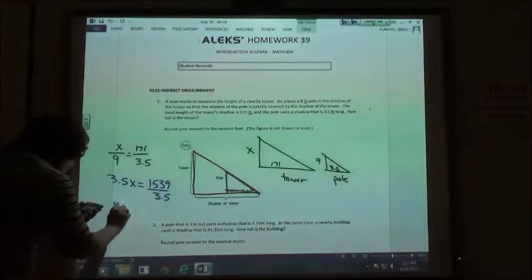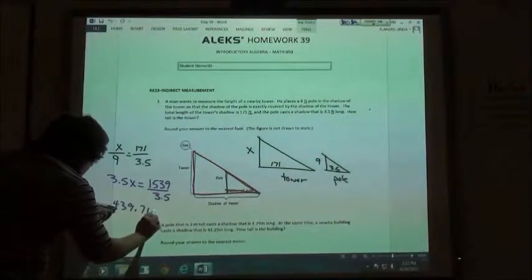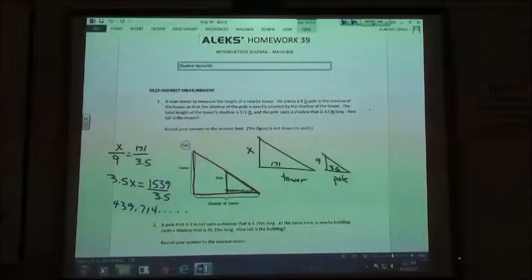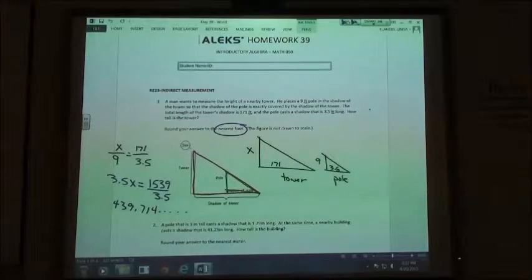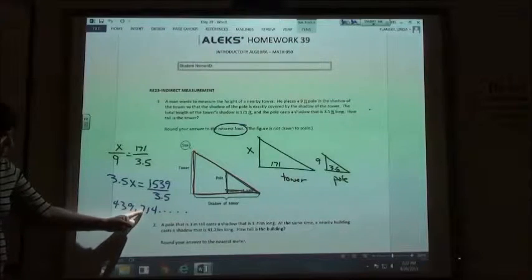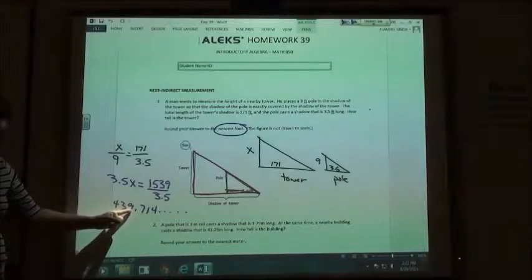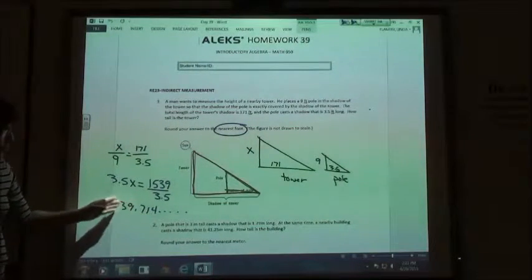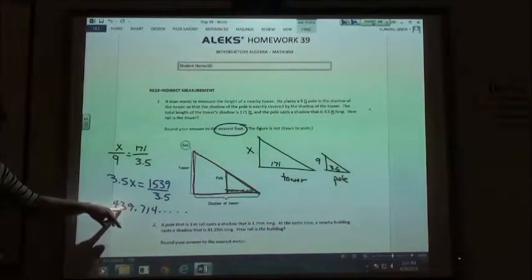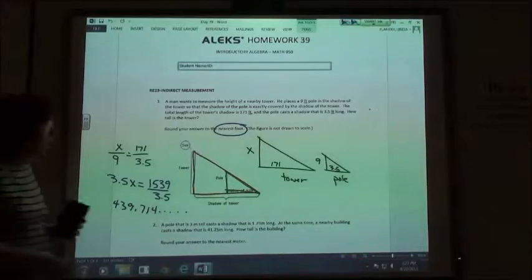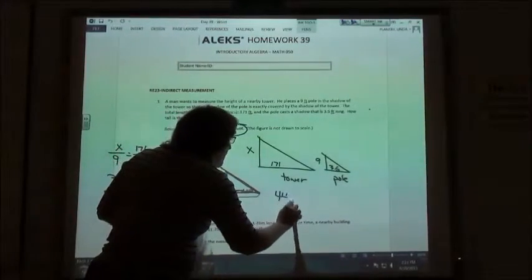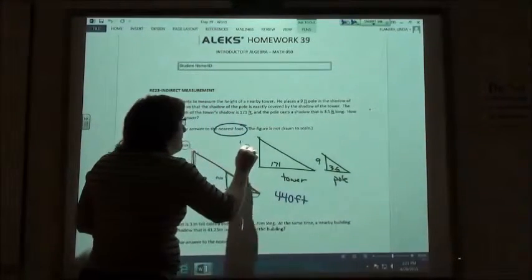And then, of course, to solve it, we're going to divide by our 3.5. We get 439.714, and so on. We want to round our answer to the nearest foot. In other words, round it off to the nearest whole number. Since there's a 7 behind here, I have to round my 39 up to 40, right? 9 rounds up to 10, so 439 would round up to 440. 440 feet.